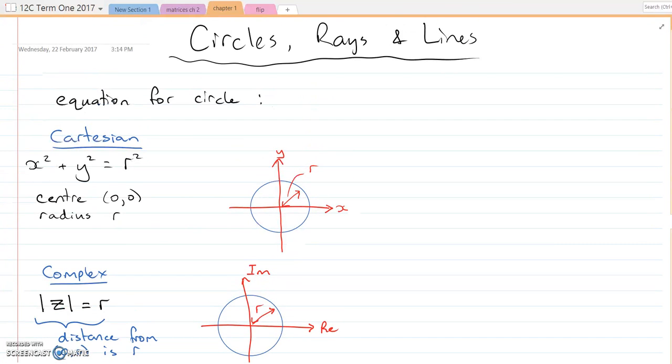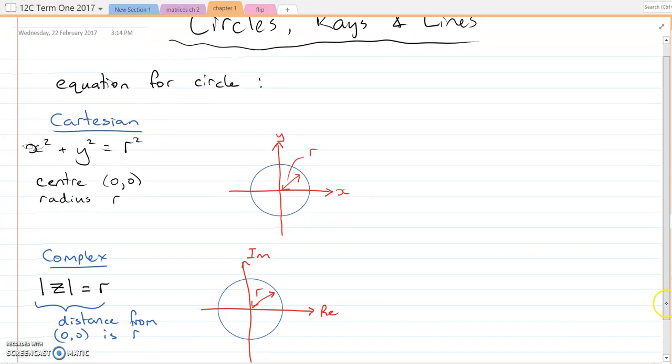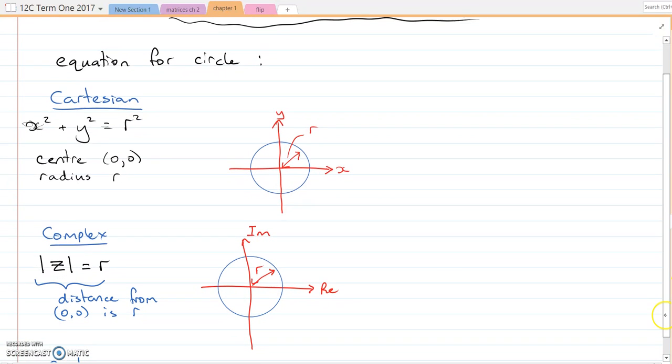Circles, rays, and lines. We're going to look at these using complex numbers. So starting off with circles, if you remember, a basic equation for a circle was x squared plus y squared equals r squared, and that has a center at the origin and a radius of r. The same thing you can write much simpler using complex numbers. You can just say the magnitude, or the absolute value, of z, your complex number, equals the radius.